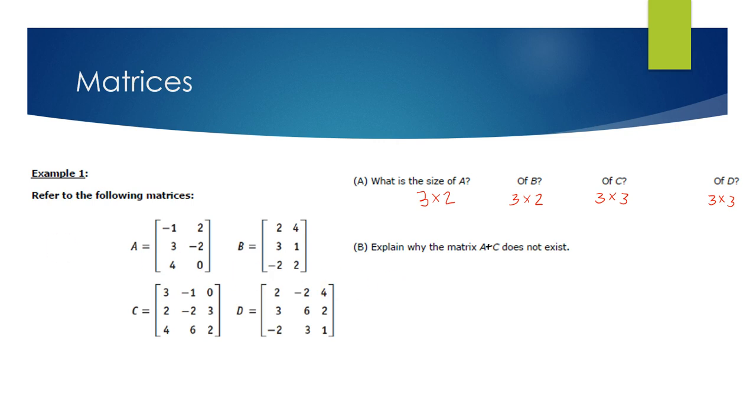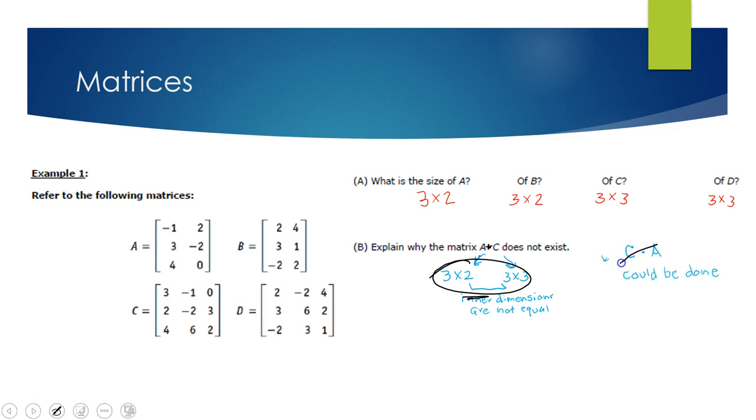Well, remember, for me to add two matrices together, or subtract them for that matter, they have to have the same dimensions. The dimensions are not equal. So with that being the case, I cannot add the two matrices together. And I was doing multiplication there when I made this, but it should just be A plus C, so don't mind that.